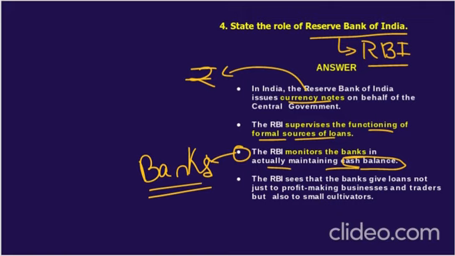After that, RBI also sees that the banks give loans not just to profit making businesses but also to traders, farmers, cultivators, everything. Because many times the banks will give loans only to those people where they can see that profit will be made, but it's not allowed. RBI has said that you have to give the loan to everyone, meaning whoever is capable of repaying it back, whether it's a small cultivator or a farmer, if he can give it back on time with interest, then you have to give it. So these are the rules of the Reserve Bank of India.